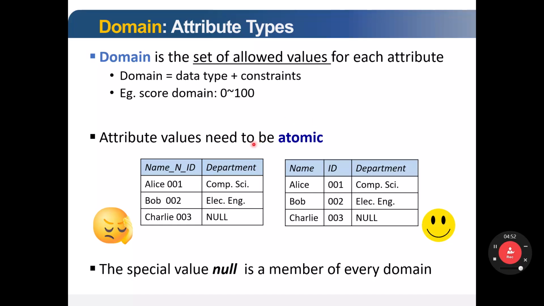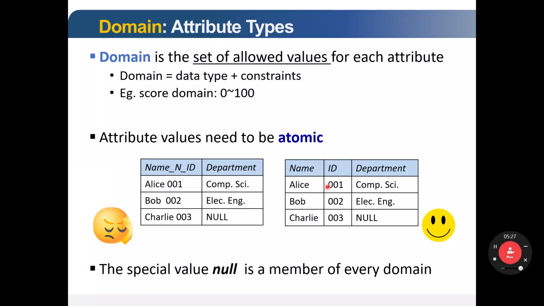If you have a well-designed database table, every value must be atomic. If you look at this left example, in the first column we stored the name and ID together. So this value can be decomposed into two different values. Then we say that the attribute of this left table is not atomic. But on the right side, we have atomic attribute values in each cell.